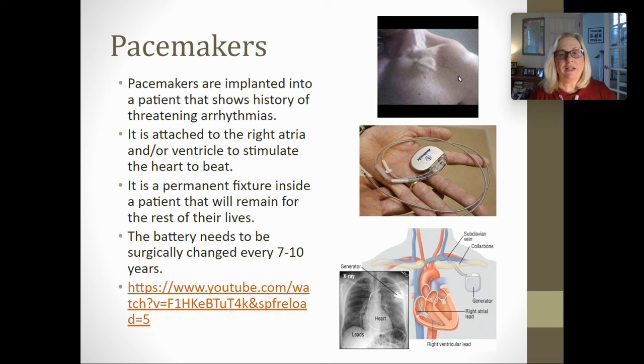Now, fun fact, everyone always thinks that they put them on the left side automatically because the heart's on the left side. They do not. They put it on your less dominant side. So if you are left-handed, it's going to go on the right side. Yes, fun fact. But most people are right-handed, right?